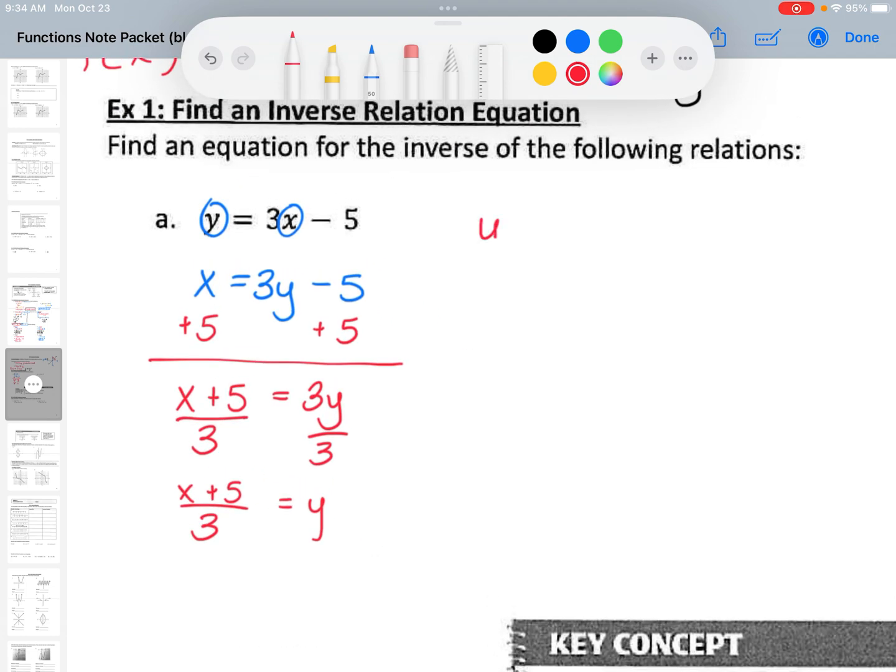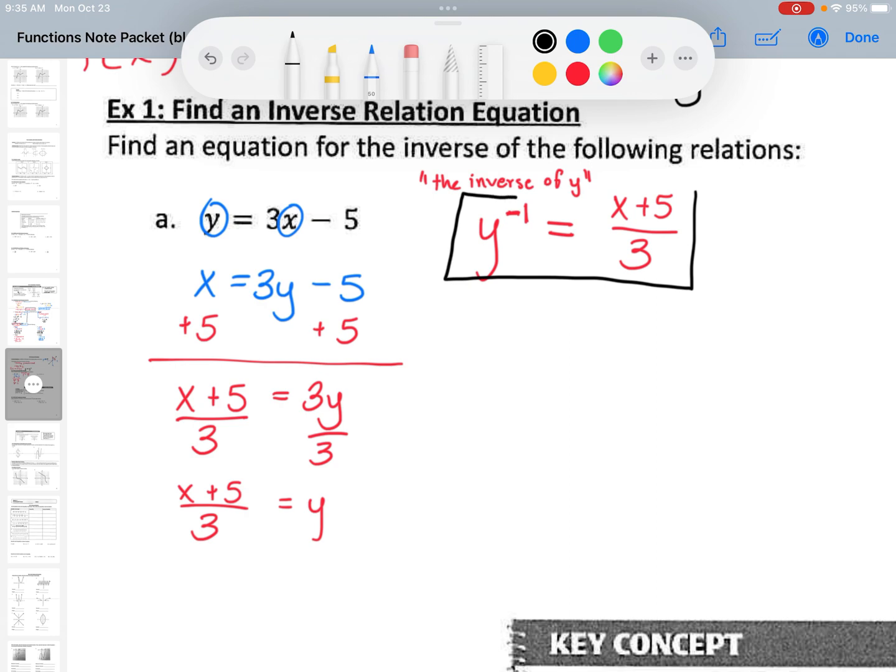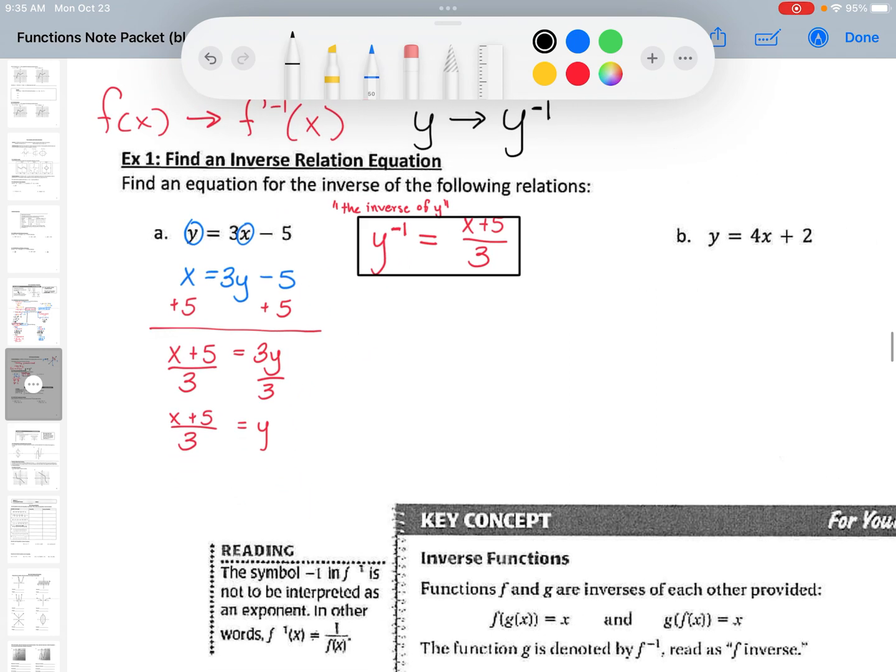I'm not done. I need to write my final answer. My final answer is y to the -1, the inverse of y. That's how we read it. The inverse of y is x plus 5 over 3. And then, of course, you guys know I don't like to play Where's Waldo with the answers, so give it a nice box or make it easy for me to find. So go ahead and pause the video, try B, and then resume when you're ready to check your work.